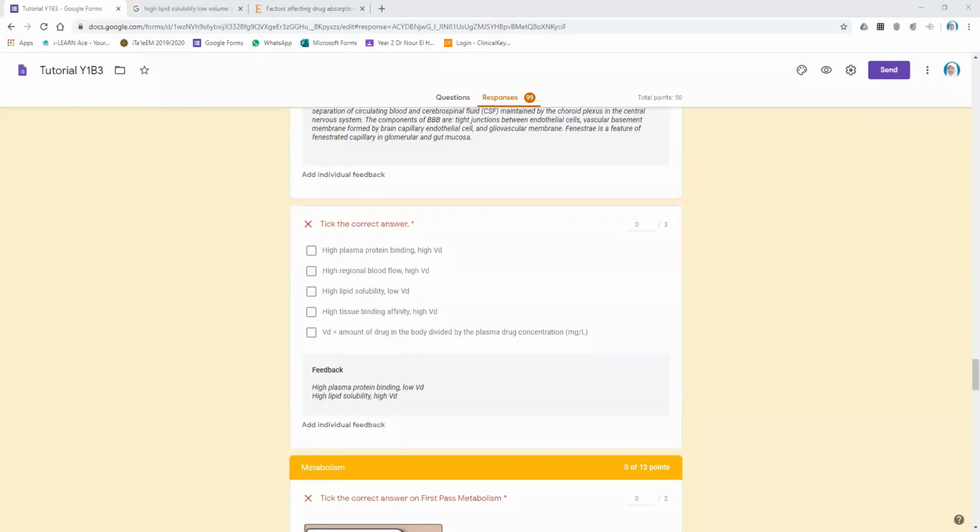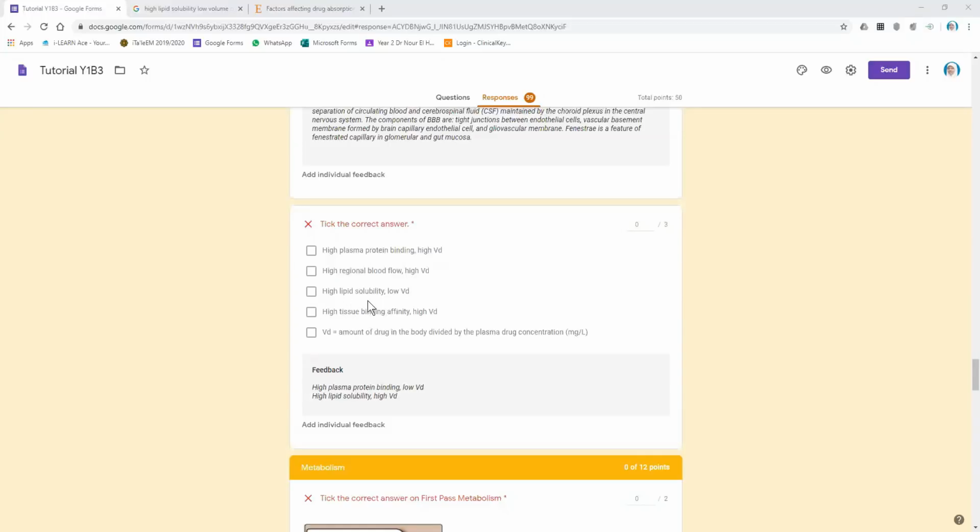Okay, now about the volume of distribution. High plasma protein binding will have high volume of distribution. This is false, because with high plasma protein binding, the drug cannot be distributed easily into the interstitium. So it should be low volume of distribution. High regional blood flow, high volume of distribution. This is true because high regional blood flow to highly perfused organs such as the heart, the brain and the kidney will deliver more drug. So that's why it will have high volume of distribution.